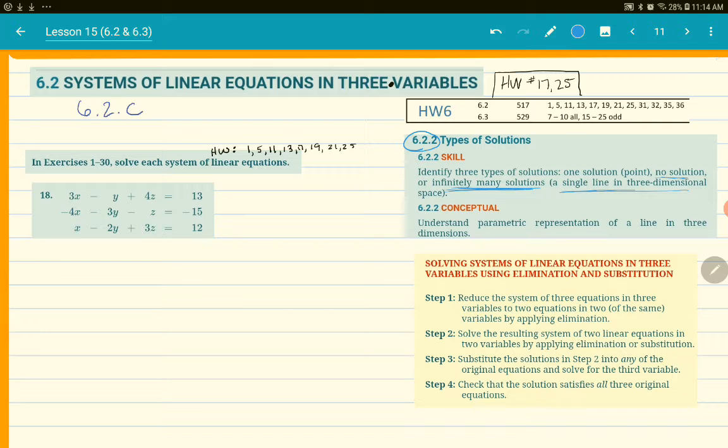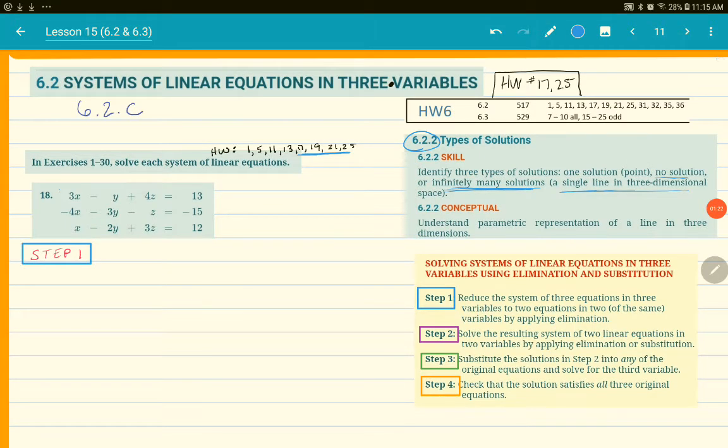Okay, so let's look at number 18. Now we're focusing again on just a little piece of your homework here, 17 and 25. We've got a couple in there that have no solution or many solutions. So let's see what 18's like. We're going to try to follow those same steps as before, so I'll color code that again.